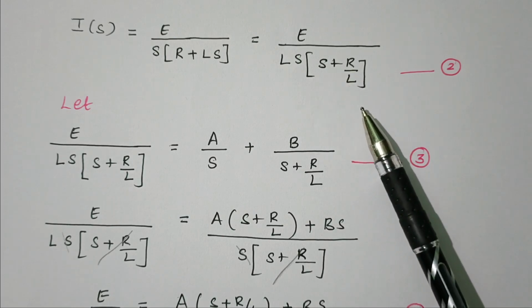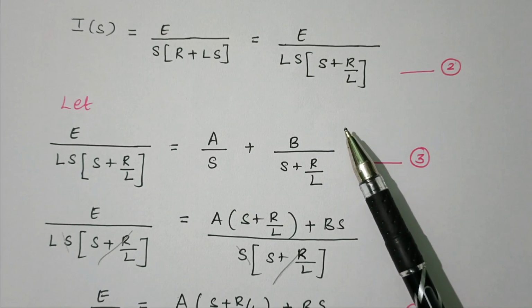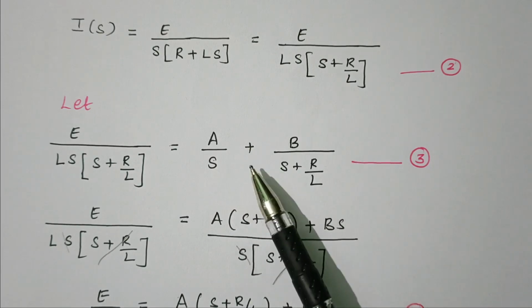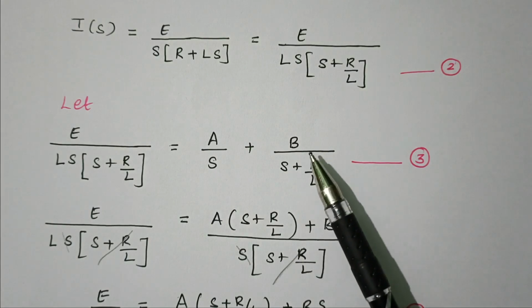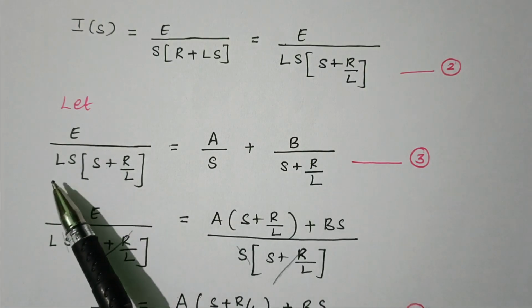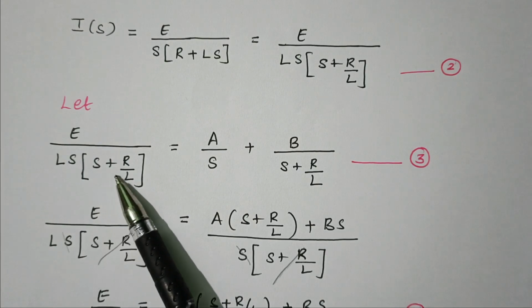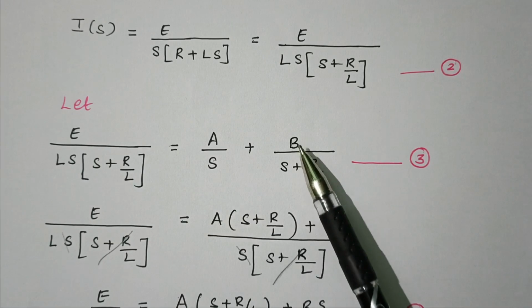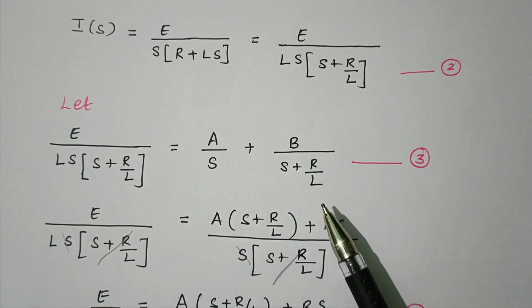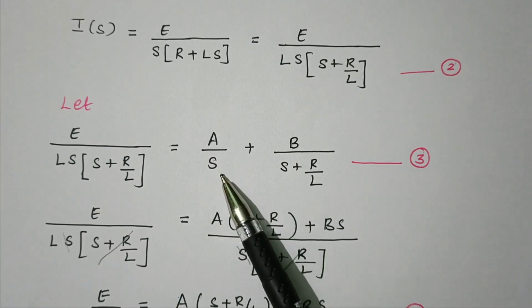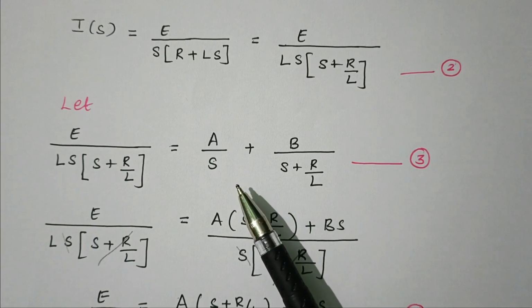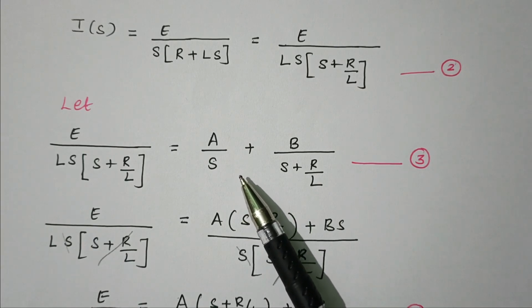Right. Now we'll take the partial fraction. In order to take the inverse Laplace, we need to split the term. Then only we can take the inverse Laplace. Let us consider E divided by L into S of S plus R by L can be written as A by S plus B by S plus R by L. This is called a partial fraction. So the two S terms are split. Then only we can find the inverse Laplace transform.